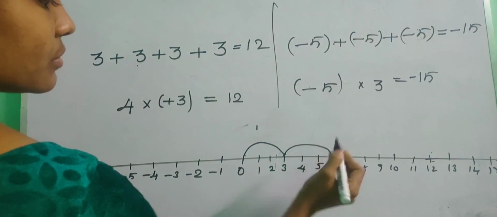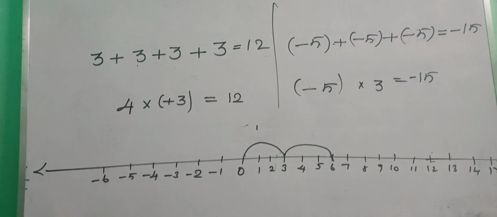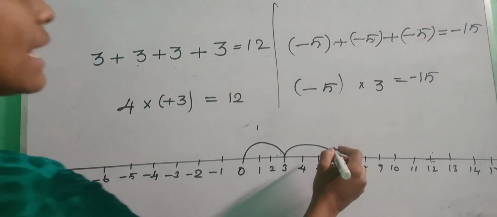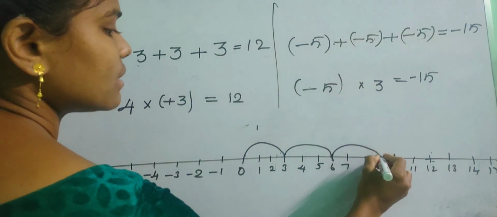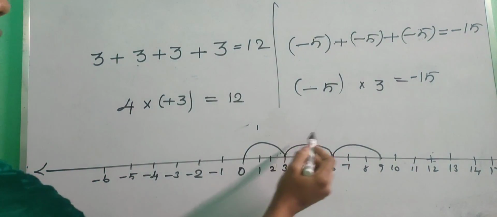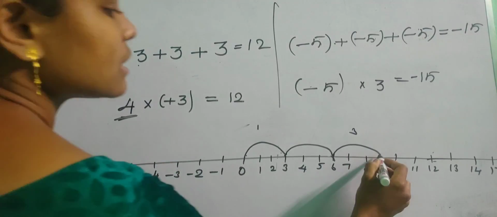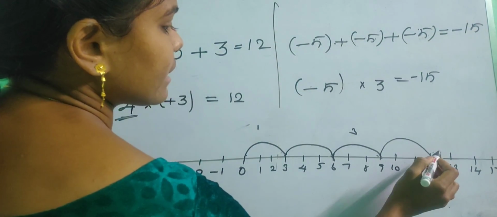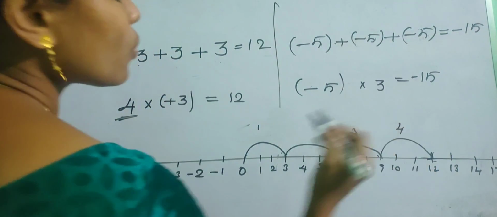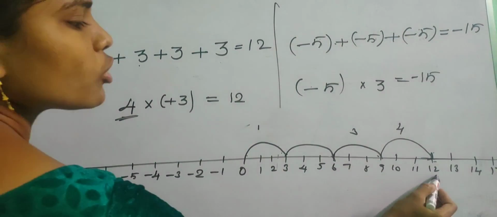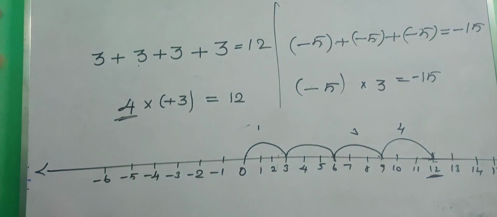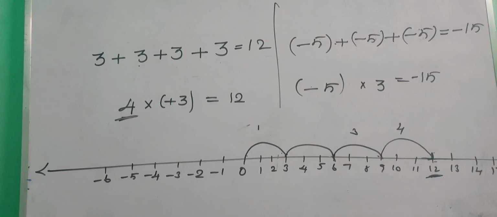Again I had taken 3 for another time. And again I had taken 3 for another time. So this is the third time. I had taken 4 times, right? And again I had taken 3, so this is the fourth time. So how many numbers had I taken? 12. Okay children, very easily we have learned the multiplication of integers by using the number line, right?